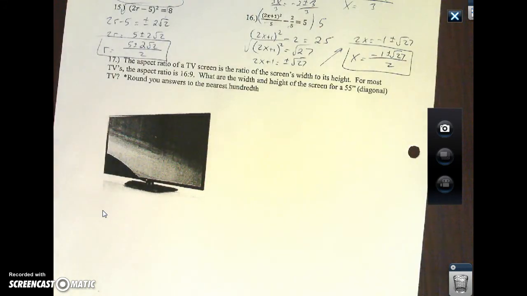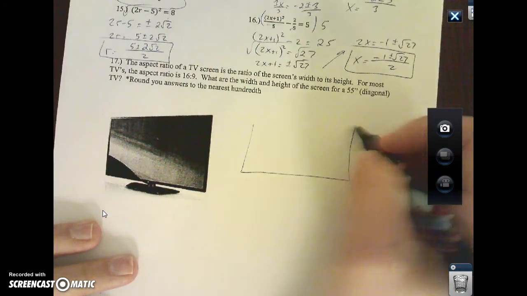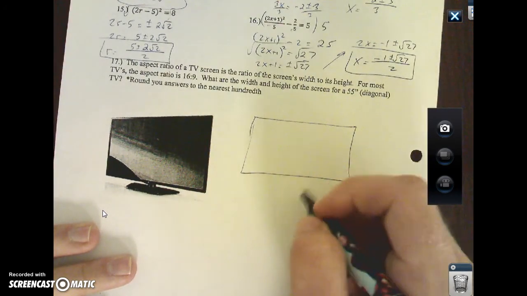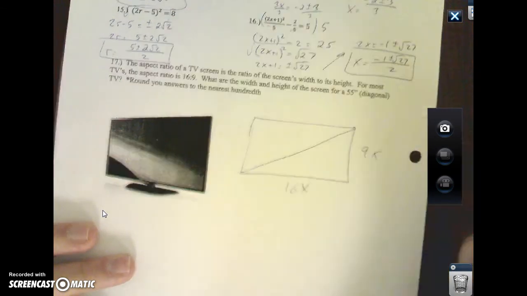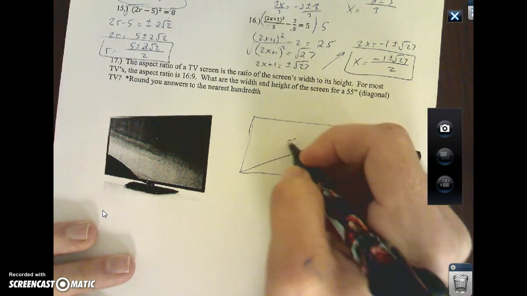Finally, the aspect ratio of a TV screen is the ratio of the screen's width to its height. For most TVs, the aspect ratio is 16 to 9. What are the width and height of the screen for a 55 diagonal TV? So what you got going on here is, here's your TV. It's a ratio. 16x to 9x. And your diagonal is 55.